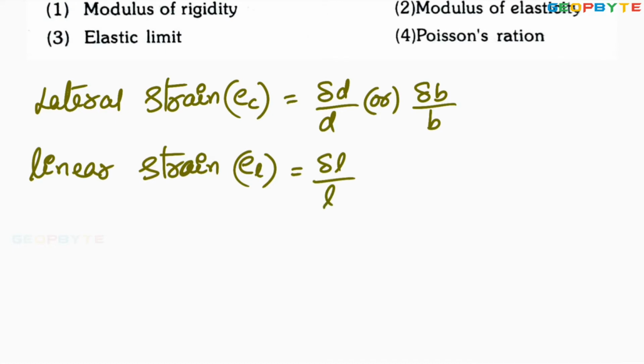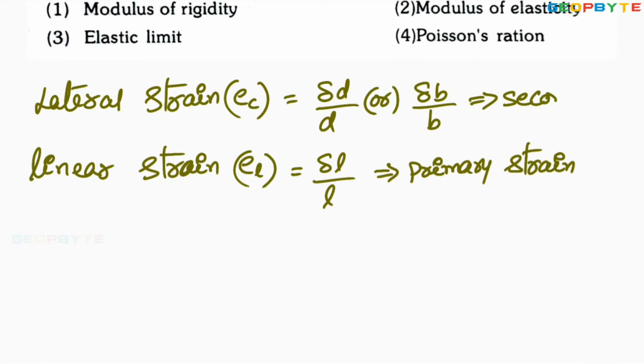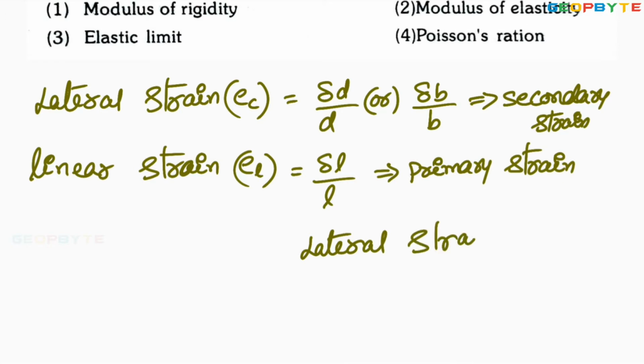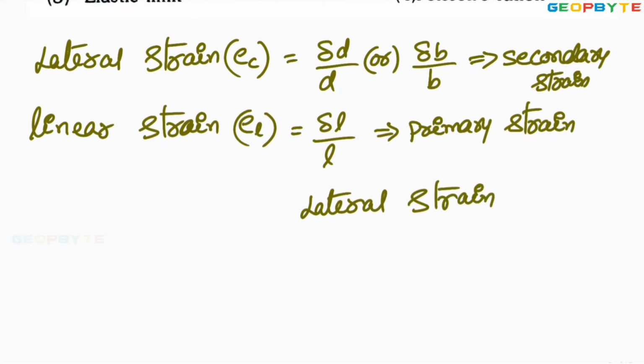Dear friends, the linear strain is also called primary strain. The lateral strain is also called secondary strain. Then the ratio between lateral strain and linear strain is called Poisson's ratio.